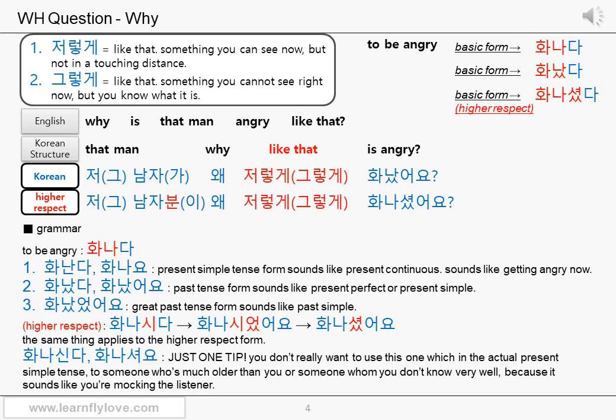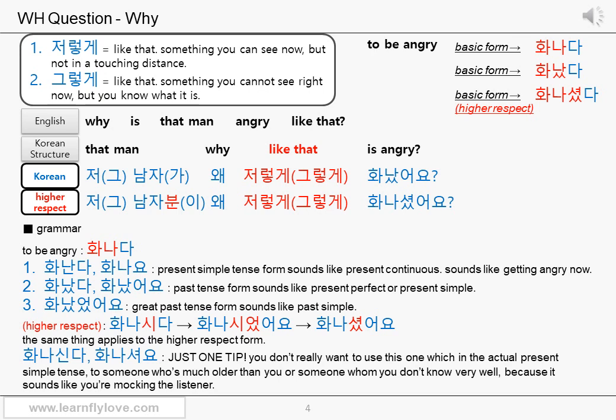Let's use the particle 가 here. You can use 은 too, as you know. It will change the nuance of the sentence slightly though. Or you also can get rid of the particle if it's too much trouble for you. Yeah, it will sound fine in a real life conversation, don't worry. Anyway, that man, 저 남자가.